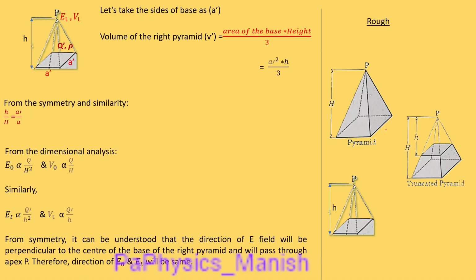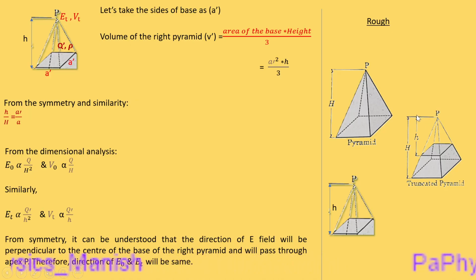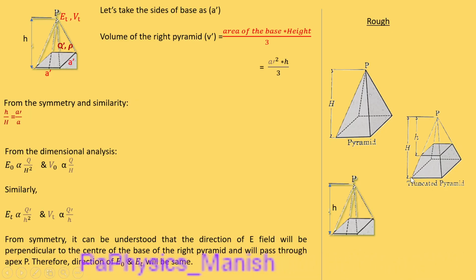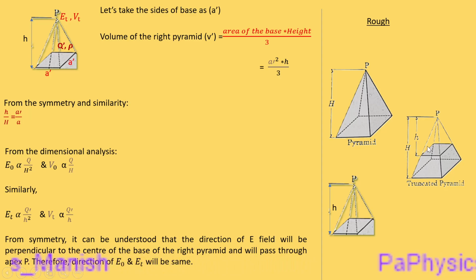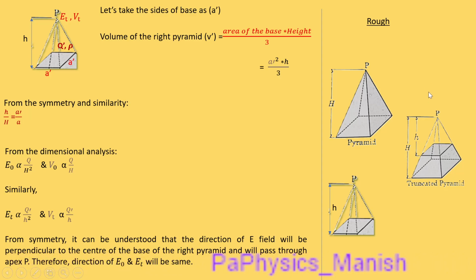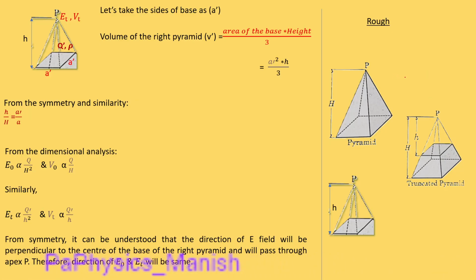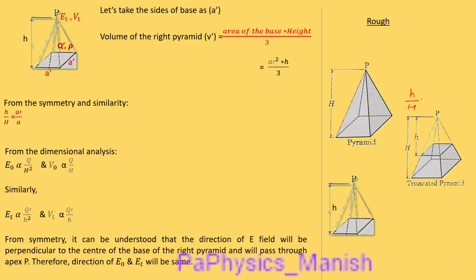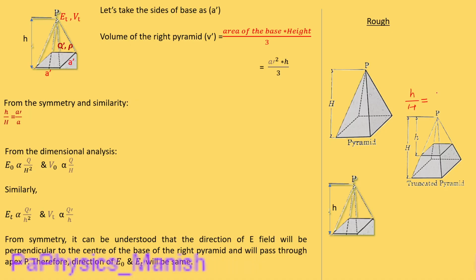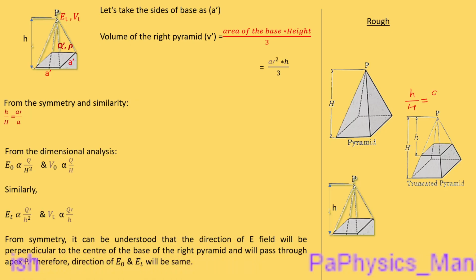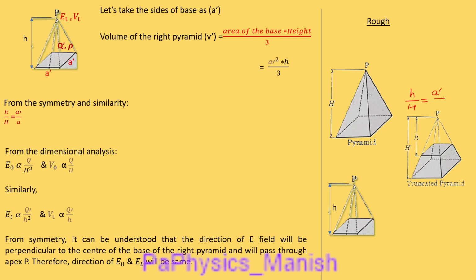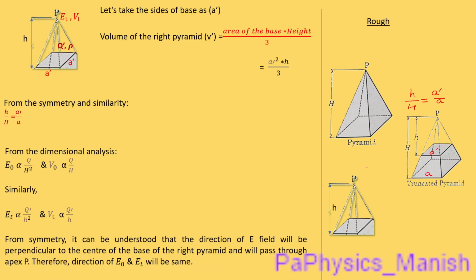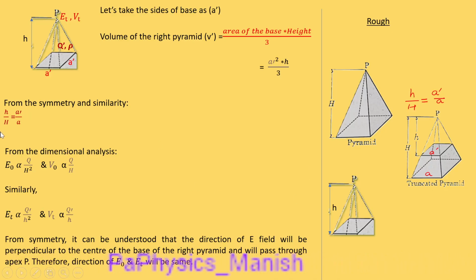Now from the symmetry, if you see this pyramid and the entire pyramid, the ratio of its height, small h by capital H, will be equal to the ratio of its side, A prime by A. This one is A prime, this one is A. So this is what we have written here.